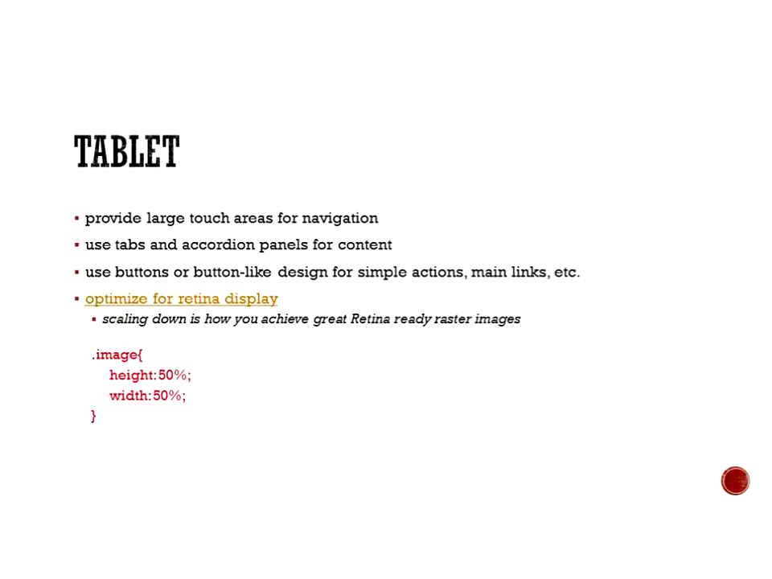Use tabs and accordion panels for content, just like you would for the mobile. Use buttons or button-like designs for simple actions and main links. You don't have to write out, click here for this. You could have a picture of something, click here. But you do want to keep in mind the accessibility features.